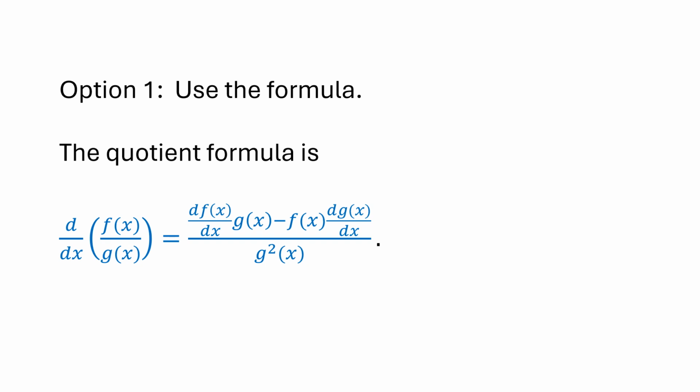So the derivative with respect to x of f over g is the derivative of the first function, or the numerator, df of x dx, times the denominator minus the first function times the derivative of the denominator over the denominator squared.